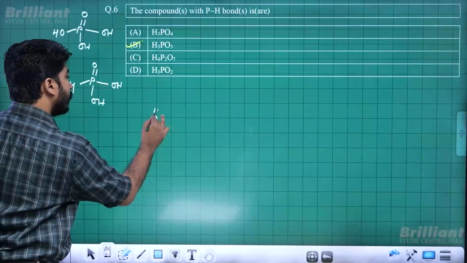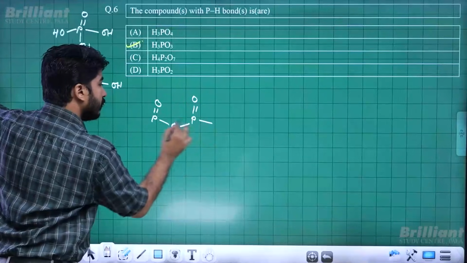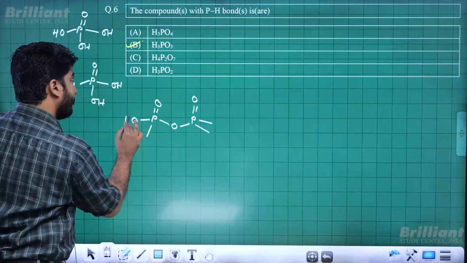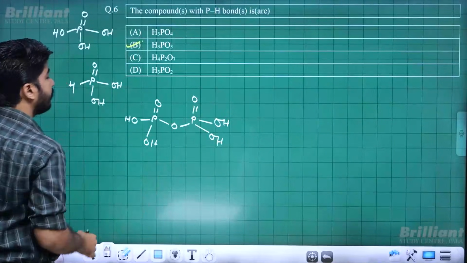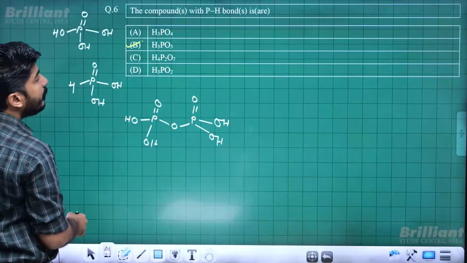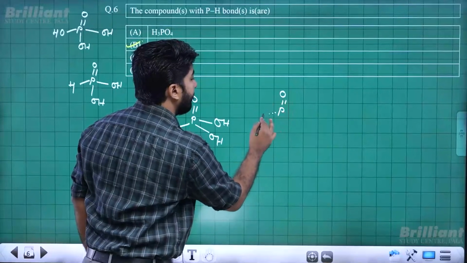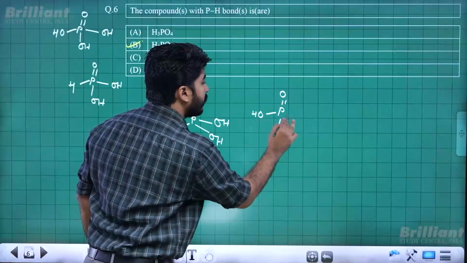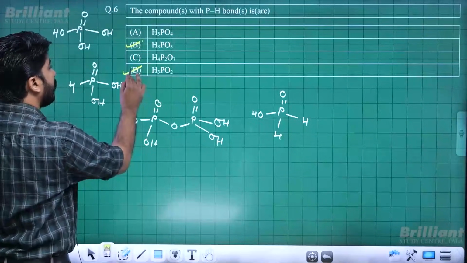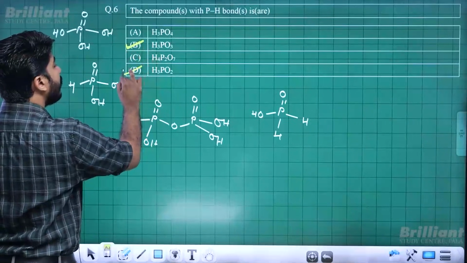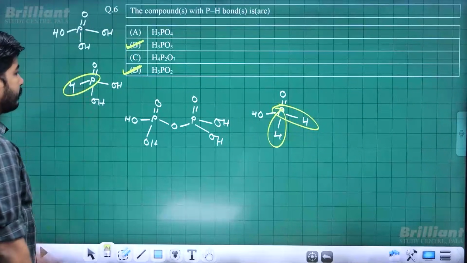Pyrophosphoric acid has that structure in which no P-H bonds are present, and phosphinic acid has two phosphorus hydrogen bonds. So these are the two correct options which have reducing property also due to this structural aspect. This is more reducing than that.